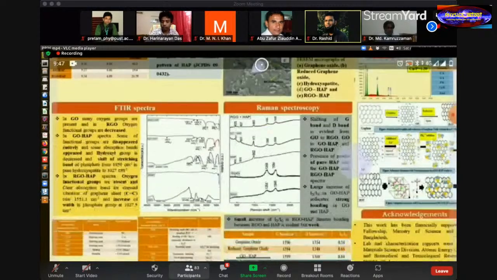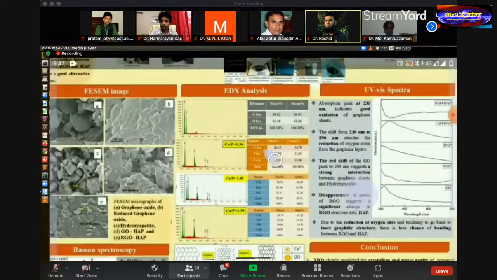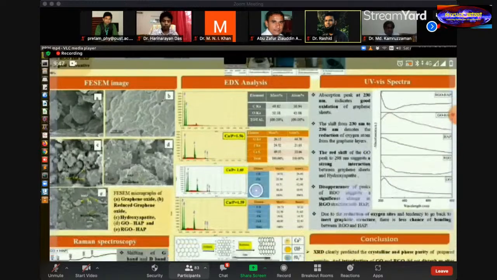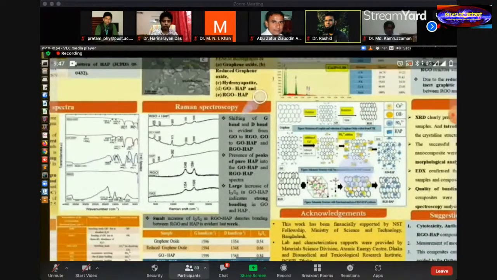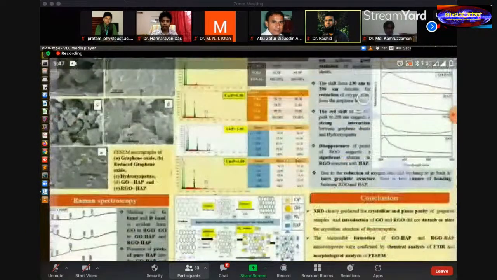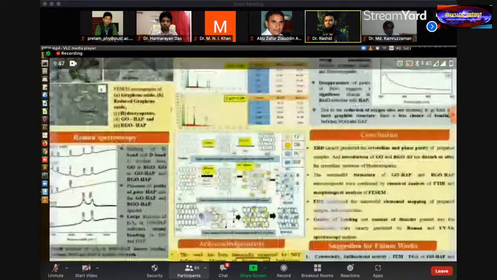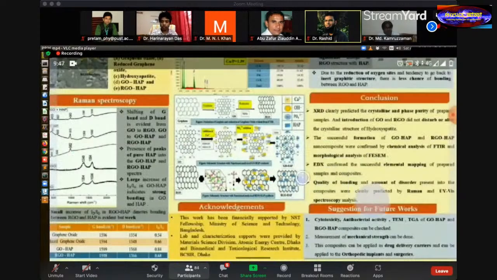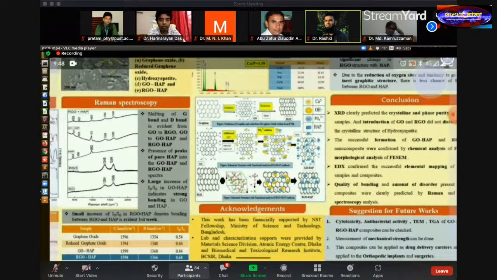EDX showed that the calcium to phosphorus ratio is near 1.67, which is very useful for bone and teeth. Raman and UV-visible spectra showed that the bond strength of graphene oxide hydroxyapatite composites was greater than reduced graphene oxide hydroxyapatite composites. So, graphene oxide hydroxyapatite composites will be more useful in biomedical applications than reduced graphene oxide hydroxyapatite composites. This research was funded by NST Fellowship and lab and characterization support was provided by Atomic Energy Center Dhaka and BCSIR Dhaka. Thank you very much.